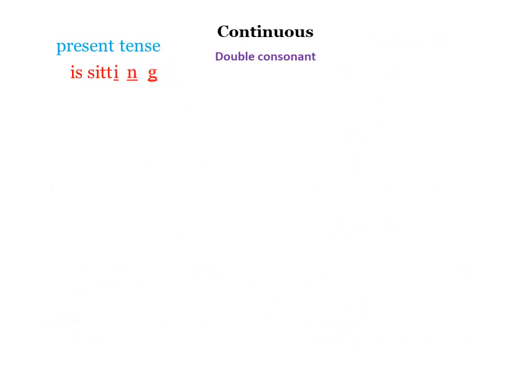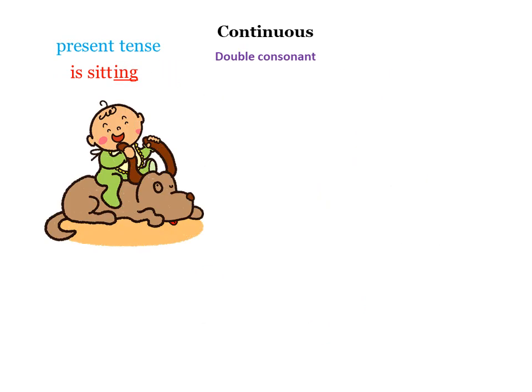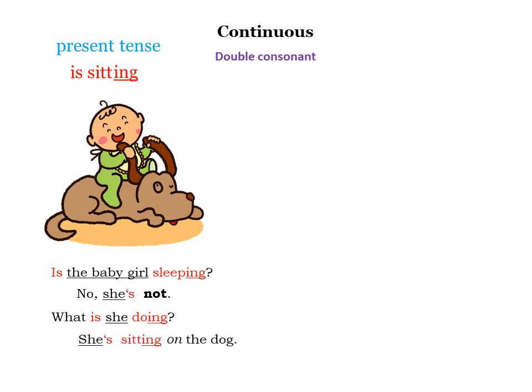Present tense is sitting. Is the baby girl sleeping? No, she's not. What is she doing? She's sitting on the dog.